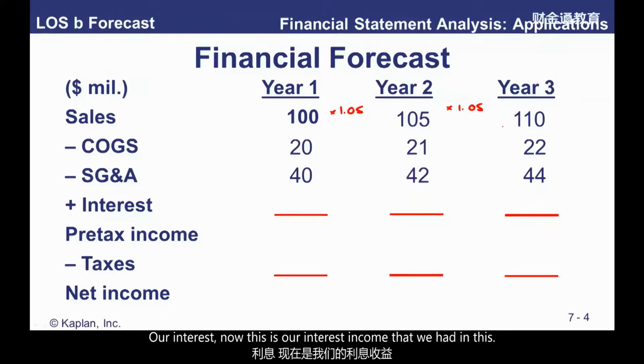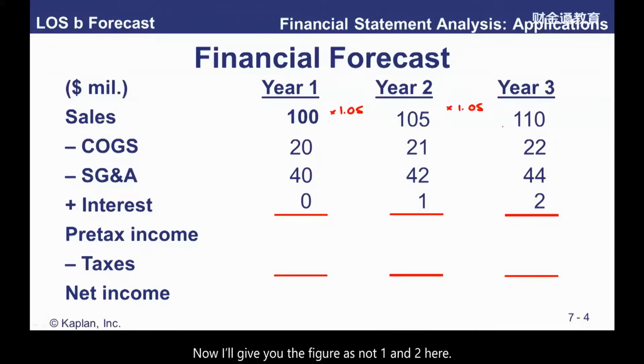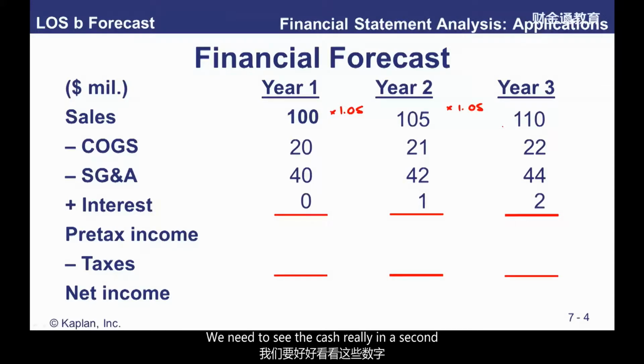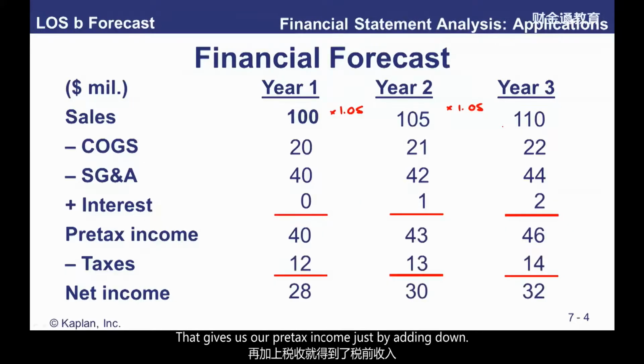Our interest, now this was our interest income that we had in this. This was going to be essentially 5% of the opening cash balance. Now, I've given you the figures 0, 1 and 2 here. We need to see the cash really in a second to see where those numbers have come from. That gives us our pre-tax income just by adding down. Taxes, we said we think are going to be a nice constant 30% of pre-tax income, and that's allowed us to arrive at our net income.